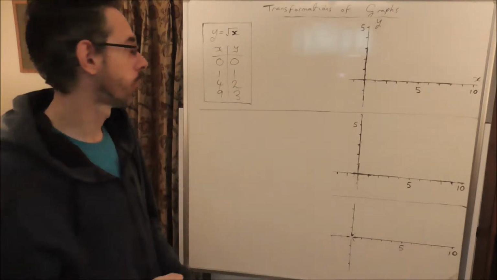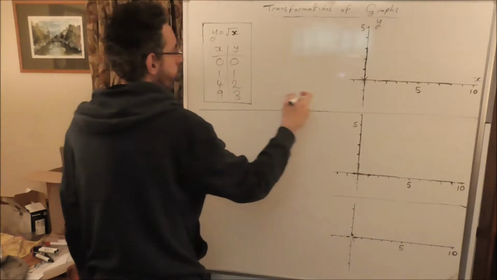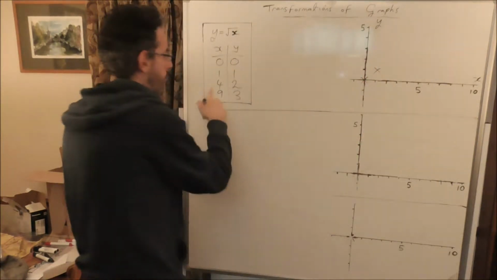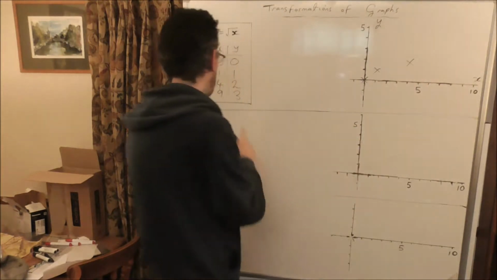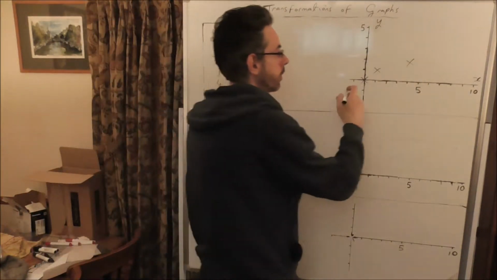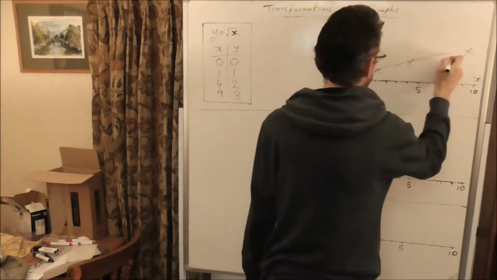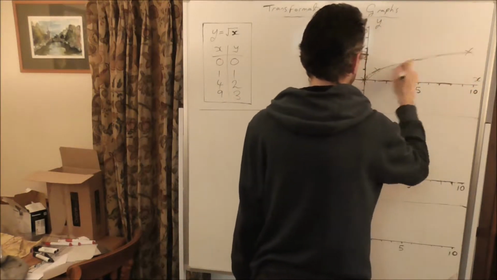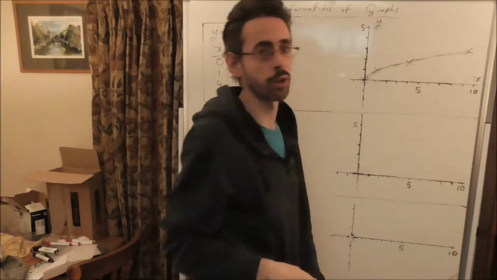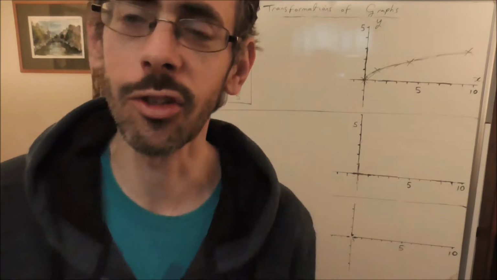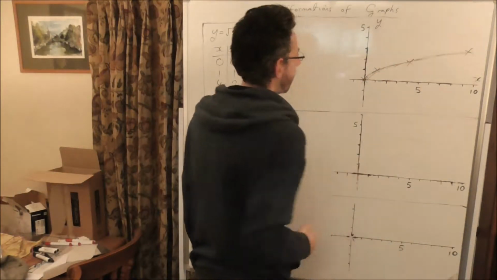Let's plot them on the grid and see what the graph looks like. So 0, 0 just goes over here. 1, 1 is just over here. 4, 2 is right 4 up 2, just over here. And 9, 3 is right 9 up 3, just over here. So you can see the graph sort of curves around and it gets less steep as you go further to the right. It never flattens out completely, it does keep increasing. It does sort of curve around like that.